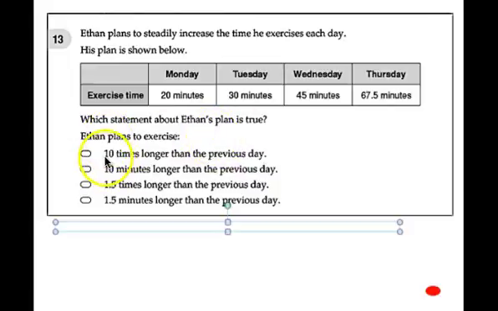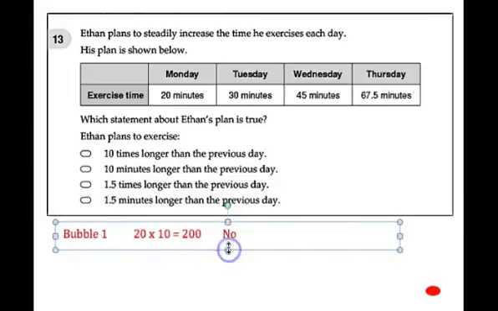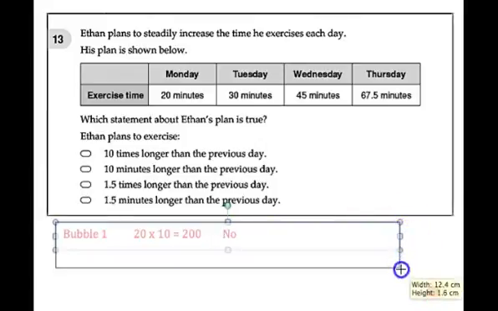Well, the first one says Ethan plans to exercise 10 times longer than the previous day. 10 times longer means you would multiply it by 10. So bubble 1, for example, we would do 20 times 10 is 200. Well, Tuesday is not 200, it's 30 minutes. So bubble 1 is a no.